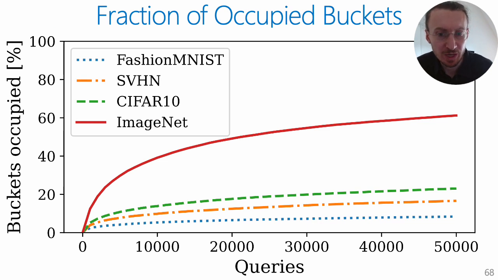We present the fraction of buckets occupied by representations of different data sets as a function of the number of queries posed to the SSL model. We observe that representations for the downstream datasets, such as FashionMNIST, SVHN, and CIFAR10, occupy a much smaller fraction of buckets than representations from the complex ImageNet dataset.